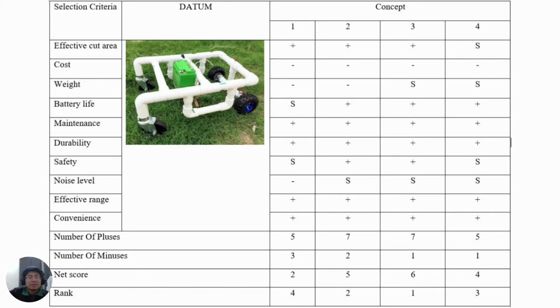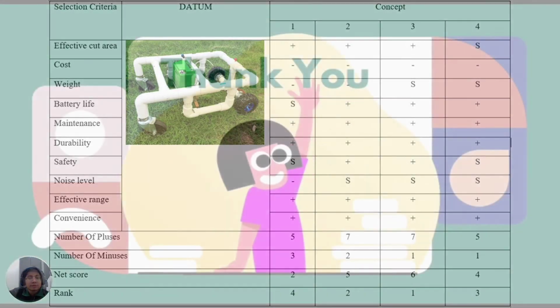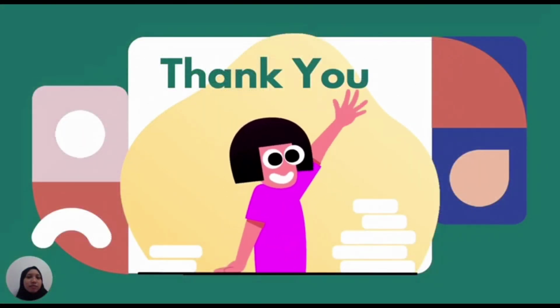Alright, I'm going to talk about the concept scoring chart. As we can see in the following picture, these are the scores for our concepts. It is shown that concept 3 earns the highest score and position, which is number 1, followed by concept 2, 4, and then 1. That's all from us. Thank you.